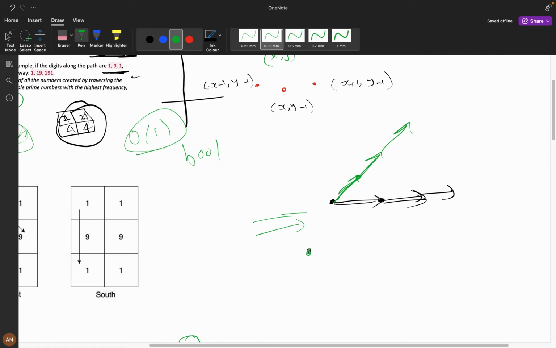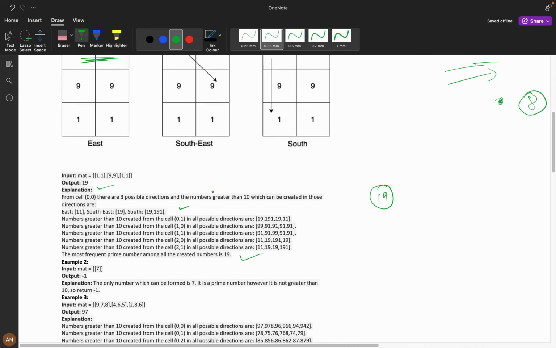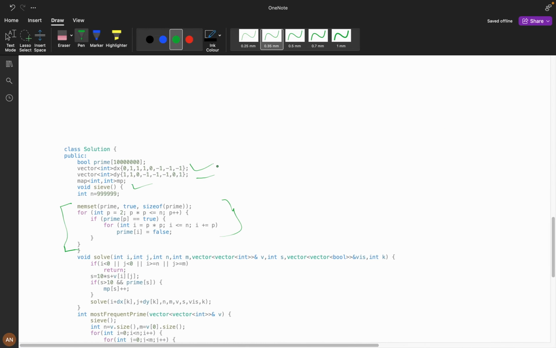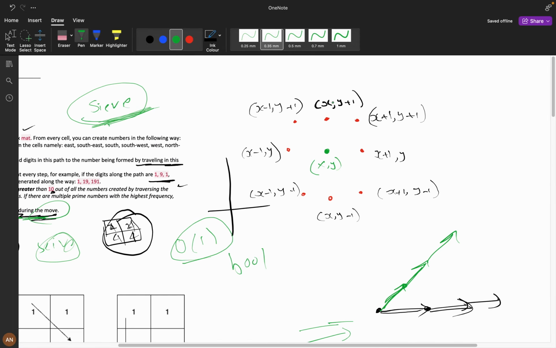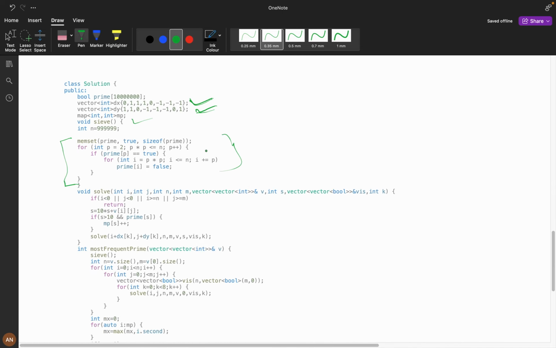For every move we have 8 possibilities, right? I can choose any one of these. If I am choosing any one of these, we should follow that direction only, that's why I have implemented dx and dy. Dx I am storing as 0, 1, 1, 1, 0, minus 1, minus 1, minus 1. Same thing with dy: 1, 1, 0, minus 1, minus 1. In this way dx and dy have been stored.